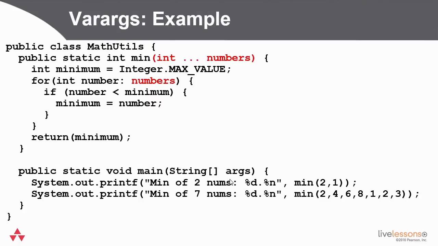Okay, so here's a quick example. I say I want to make a method that, given any number of whole numbers, returns the smallest one. So I say int ... numbers. That's the actual real syntax. So the type of numbers is int array. But when I call the method, I can pass in the ints separately, or I can pass in an array. That's all there is to it.